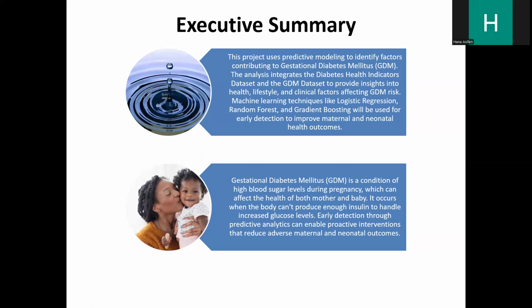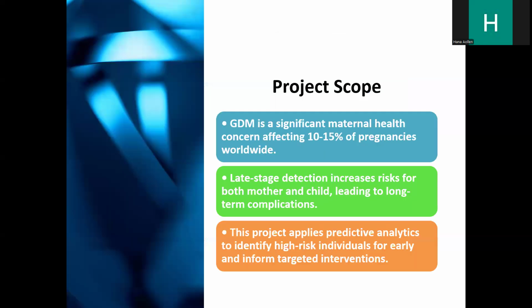and neonatal health outcomes. Gestational diabetes mellitus (GDM) is a condition of high blood sugar level during pregnancy, which can affect the health of both mother and baby. It occurs when the body cannot produce enough insulin to handle increased glucose levels. Early detection through predictive analytics can enable proactive intervention that reduces adverse maternal and neonatal outcomes.